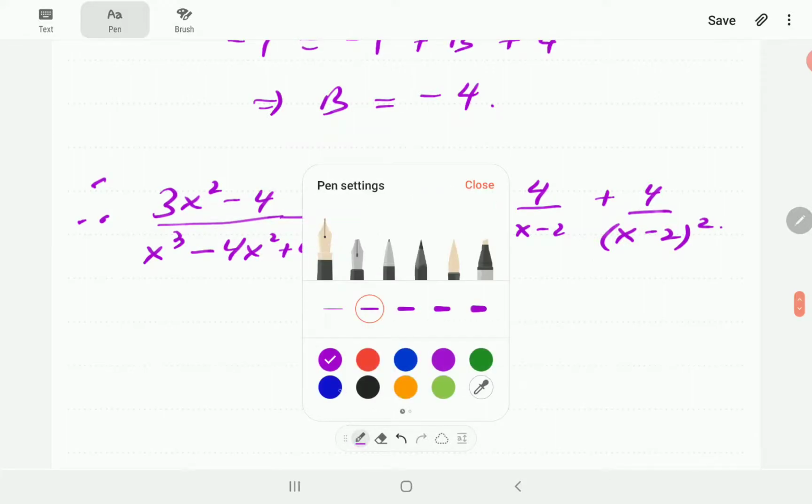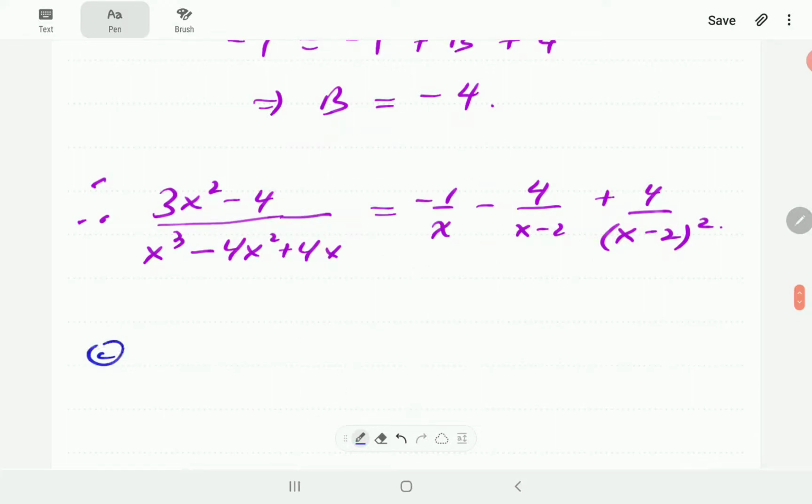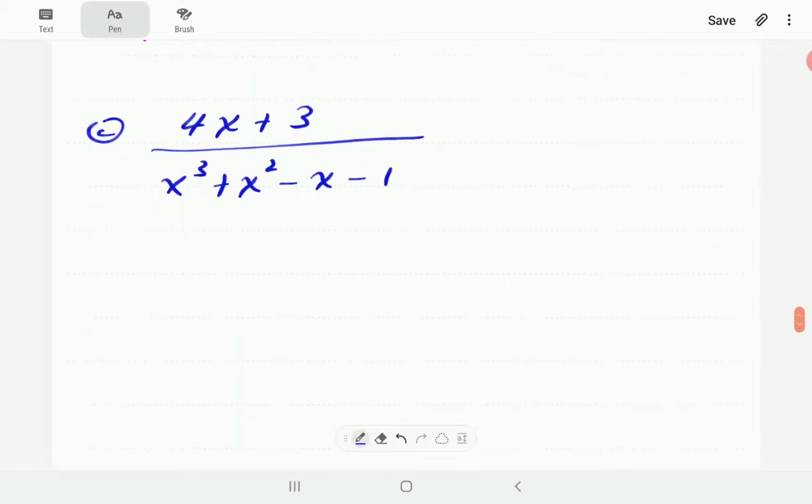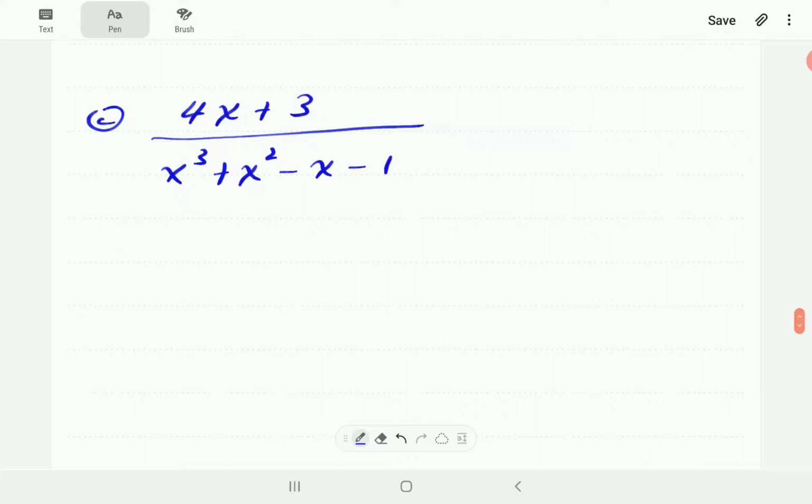Let's give you just one to try. So you can pause the video while you have a go at this. Let's make this 4x plus 3. So in the denominator we've got x cubed plus x squared minus x minus 1. So we would like to decompose or resolve this into partial fractions.